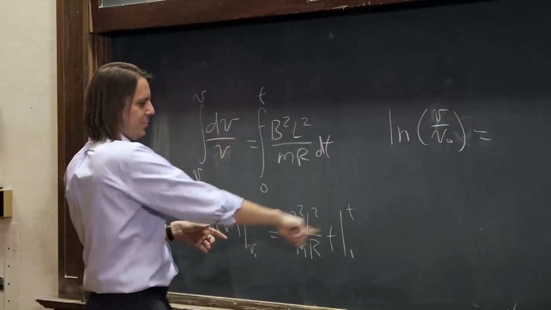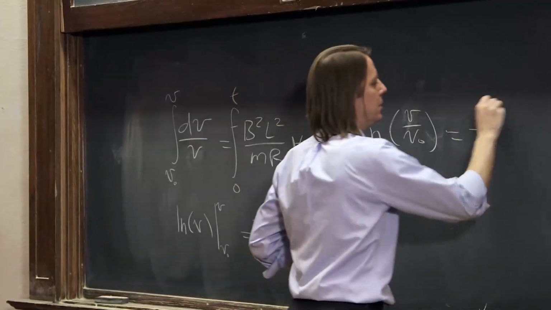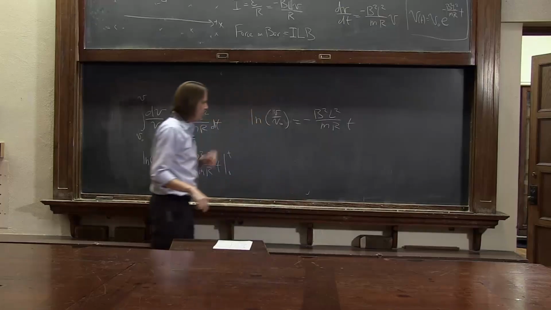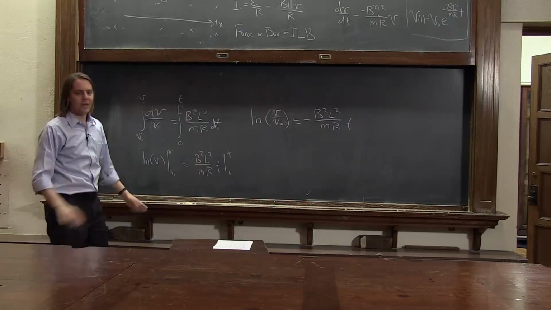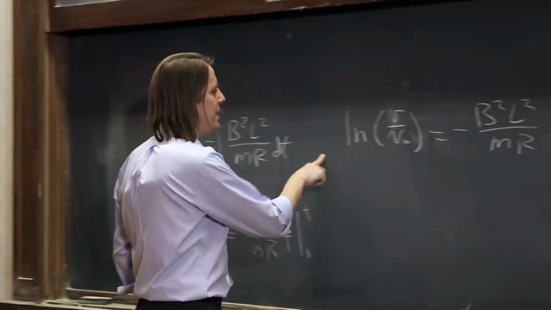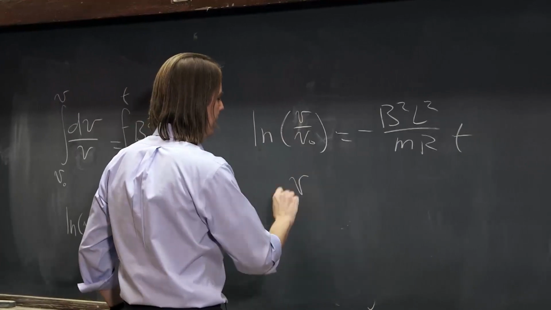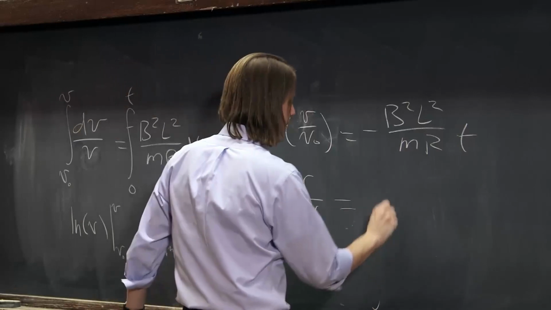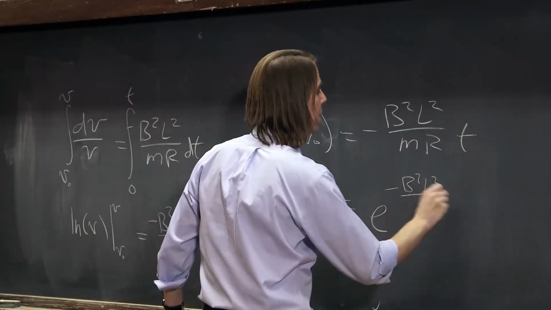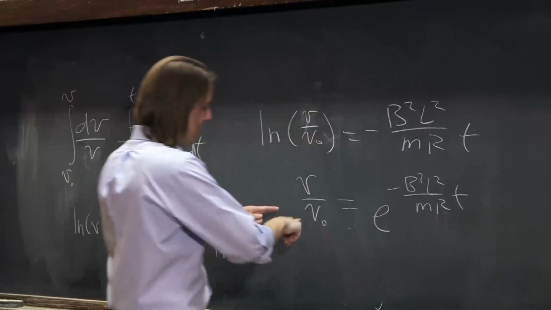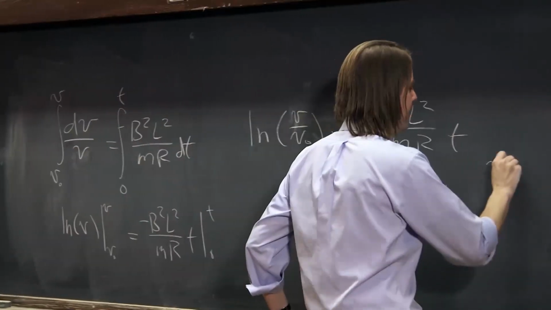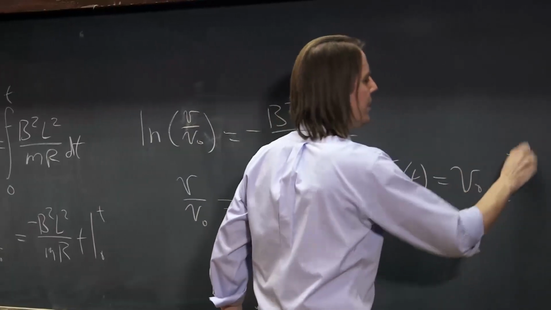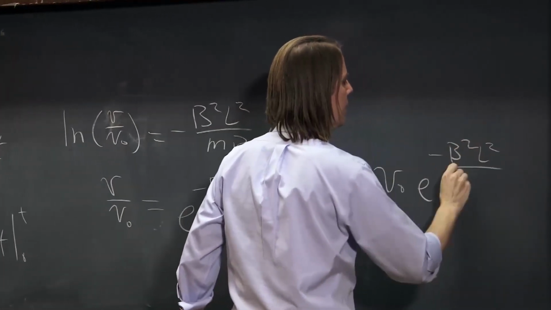And this is you plug in t, then you plug in 0. It's just minus B squared L squared over mR t. And then the thing that you like is under the log, and you don't want that to happen, so you exponentiate both sides. So e to the log of something is the something. V, I'm supposed to be saying ln, I forgot, we talked about that. V over v naught equals e to the minus B squared L squared over mR t, and then multiply the v naught, and you get v as a function of time. I'll write it the function of time now, equals v naught e to the minus B squared L squared over mR t.